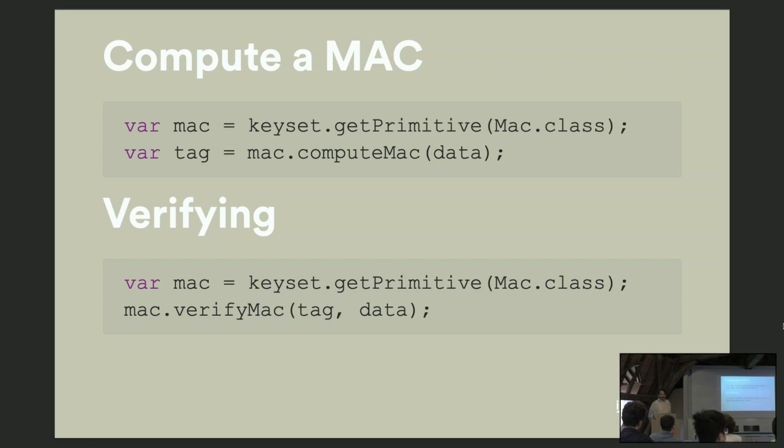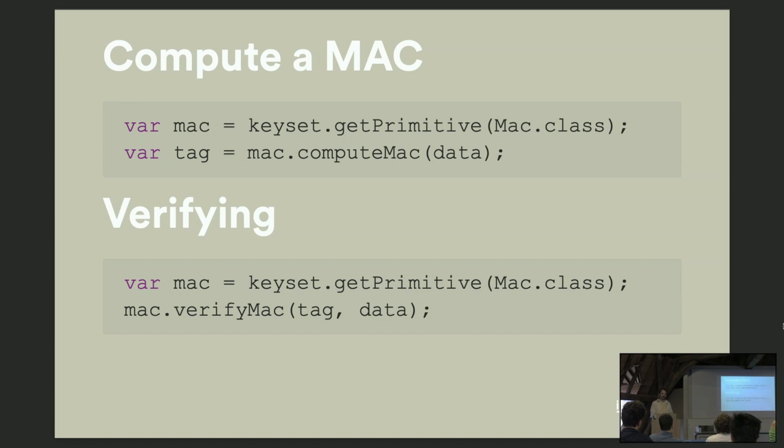So to compute a MAC tag over some data, you get a MAC instance from your key set, and then you just compute the MAC over the data, and it returns this fixed size tag, which is typically like 128 bits or something like that. And then to verify it, you do the same, but you call this verify MAC method, and you pass it in the tag and the data, and it's going to recompute that MAC tag and check in constant time that they're the same.